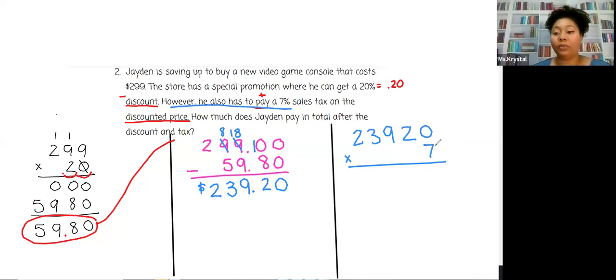All right, so for the first one, 7 times 0 gives me 0. 7 times 2 gives me 14. Put my 4 down, regroup my 1. 7 times 9 gives me 63 plus 1, 64. Put my 4 down, regroup the 6. 7 times 3 is 21 plus 6 gives me 27. Sorry. All right, put my 7 down, put my 2 up at the top. 7 times 2 again, 14, 15, 16. So now I have 1, 6, 4, 4, 0.